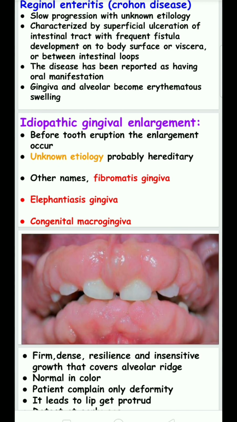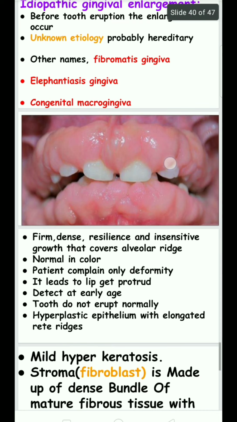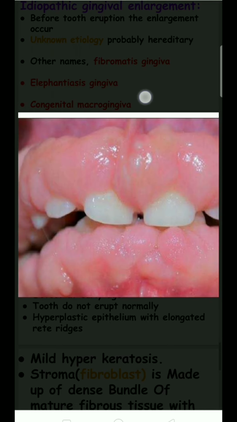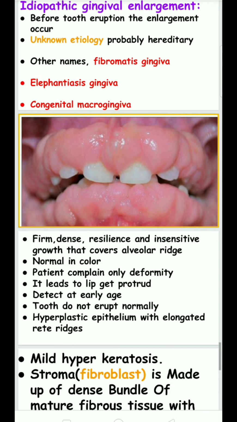In idiopathic gingival enlargement, before tooth eruption, the enlargement occurs under unknown etiology. Probably it is hereditary. Fibromatous gingiva, elephantiasis gingiva, and congenital microgingiva are other names of this disease. In this condition, the gingiva is dense, fibrous, and insensitive. Sometimes the lip gets protruded, and delayed eruption of the tooth is also seen. No bleeding occurs in this case.